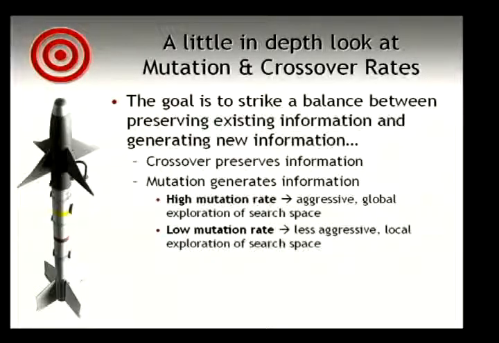So a high mutation rate and low crossover would correspond to an aggressive global search of this, almost brute force search, if you will. A low mutation rate is less aggressive. You're exploring a very small area of your search space.